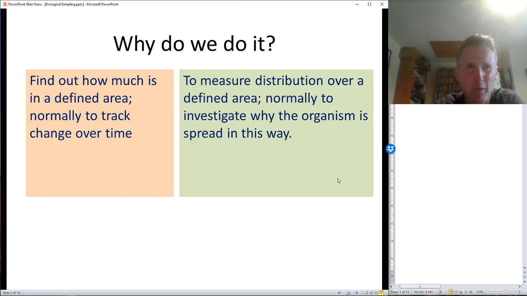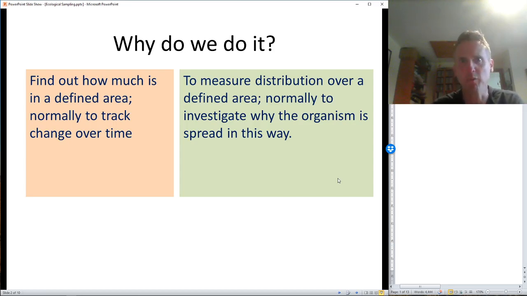Mainly one of them is find out how much is in a defined area, how much of something is there in a habitat, and it's normally part of conservation, that we've protected this area, or the number of these plants recovering. So you need to go and measure what's there first, and then you go back again a year later and measure again to see how much is there then. Okay, so it's finding how much is there at that time.